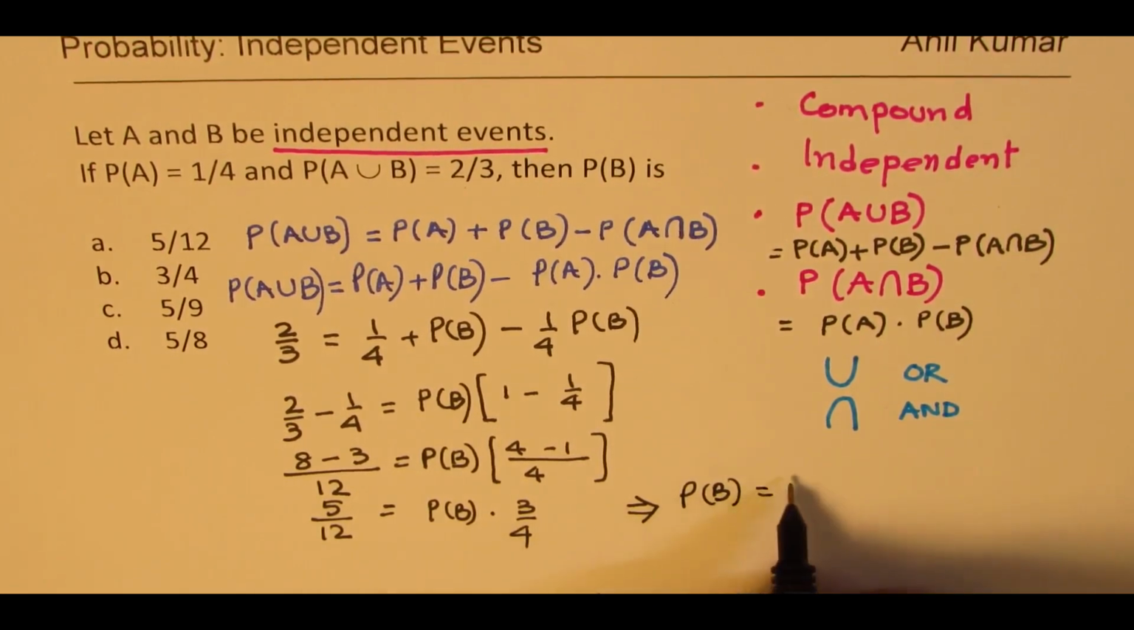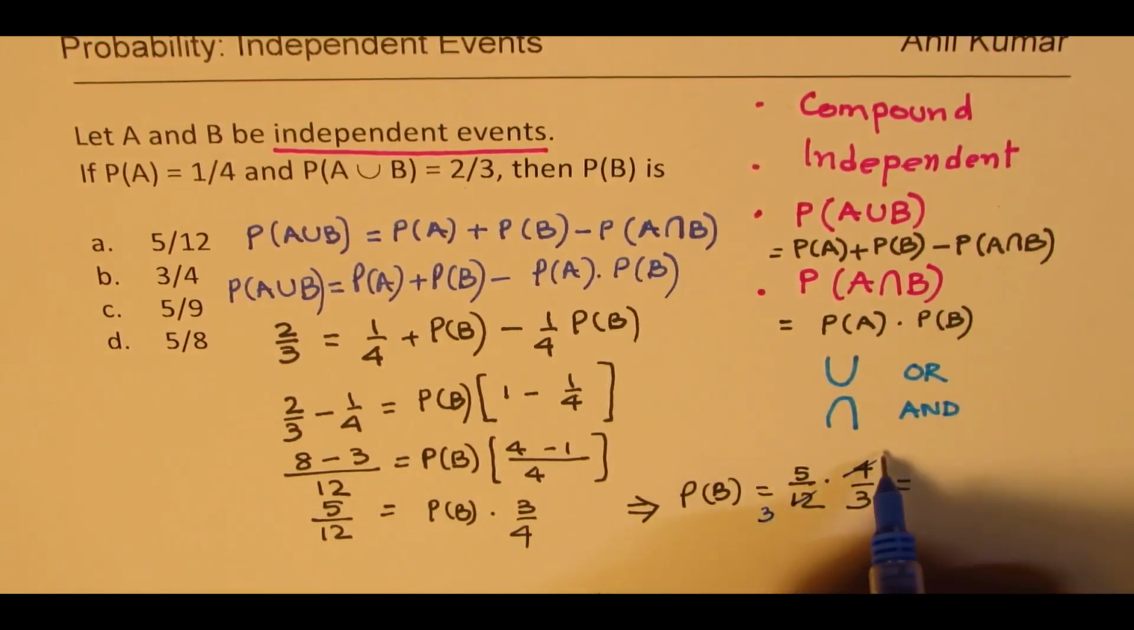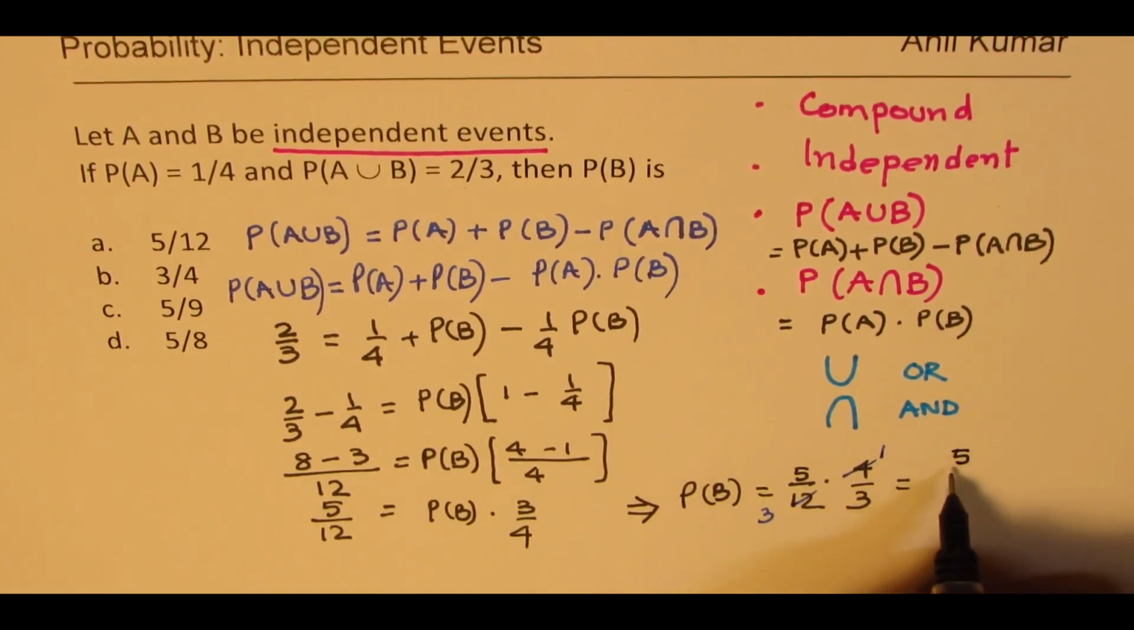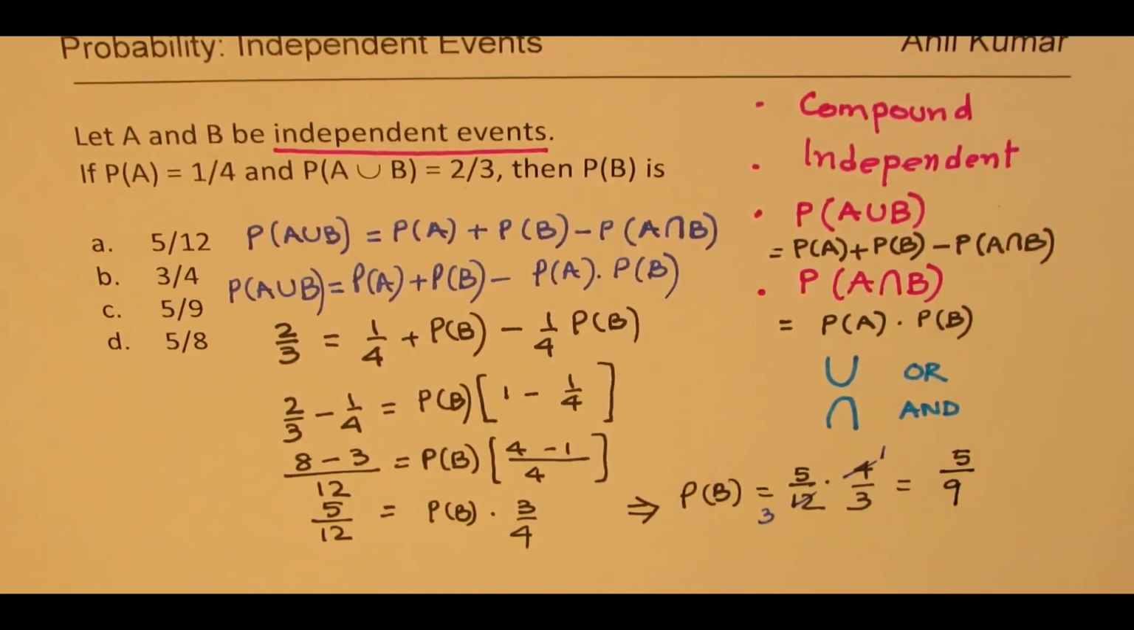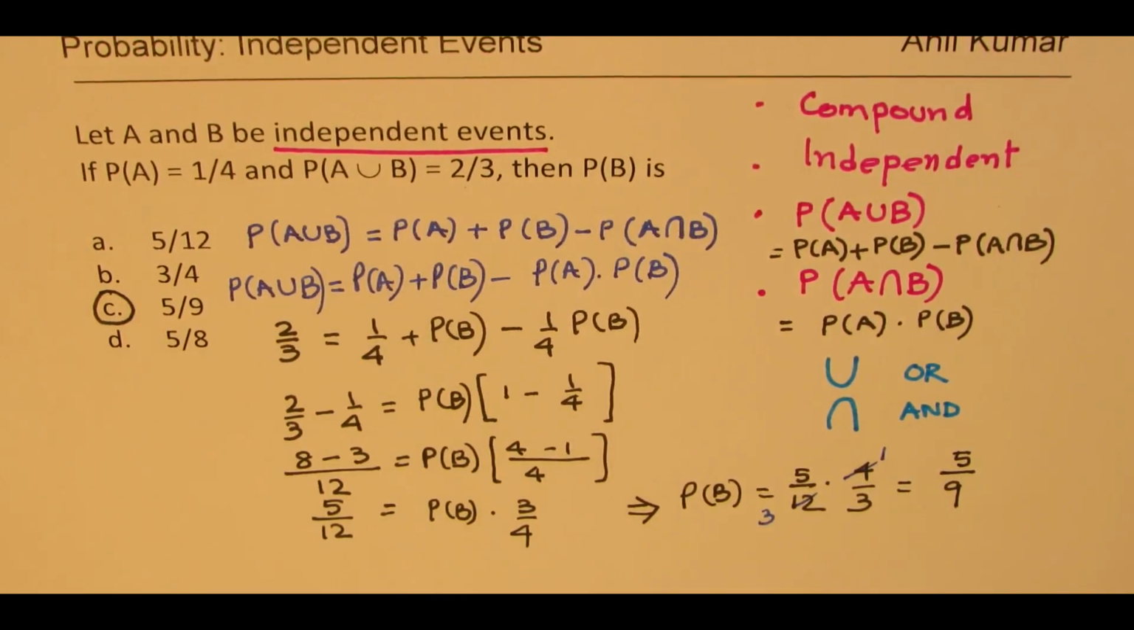We'll just cross multiply, right? 5 over 12 is there. We'll multiply by 4, divide by 3, correct? You could simplify this a bit, dividing 12 by 3, right? And you get your answer, which is 5 over 9. Does that make sense? So C is the right answer for you. Perfect. So that is how you're going to find the probability for B in the given condition.